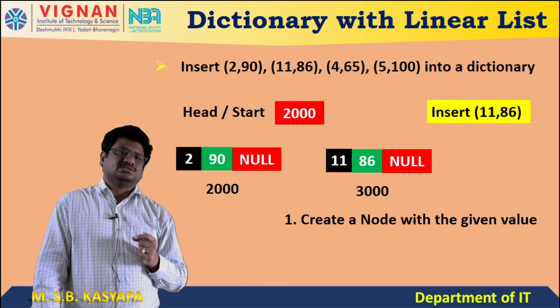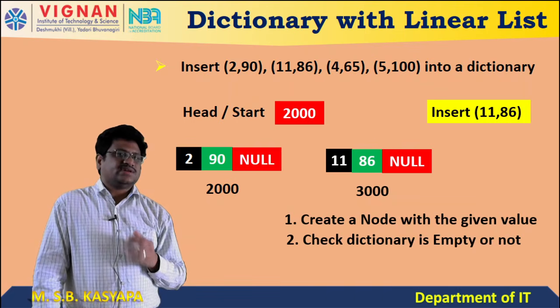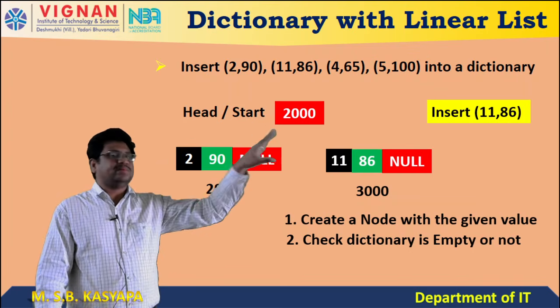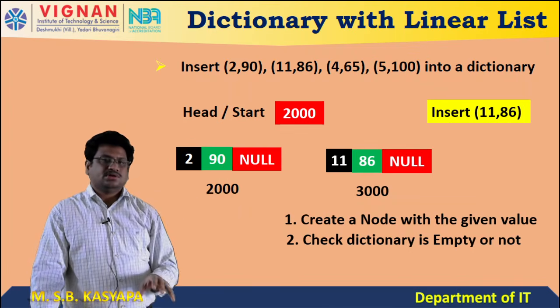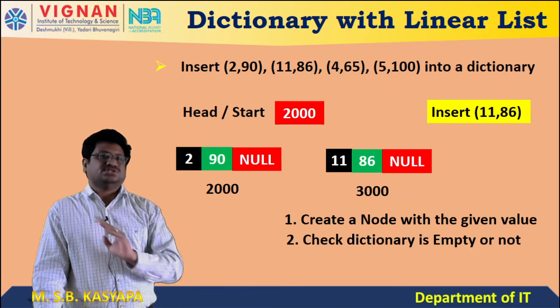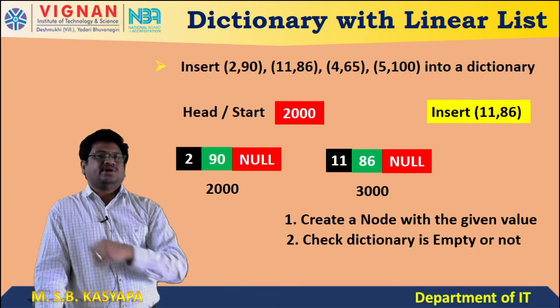Now where do I have to insert? So first I am checking whether it is empty or not. It is not empty. If it is empty, then automatically the new node will become the head and the process is closed. It is not empty, so what do I have to do? I have to search for the appropriate position.